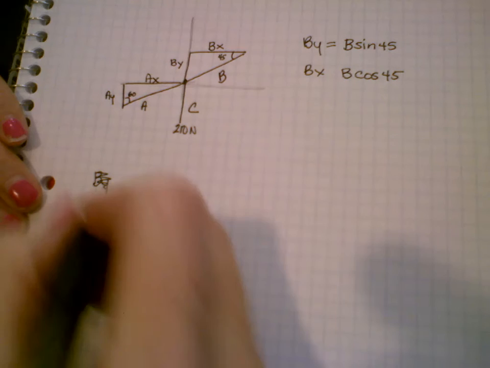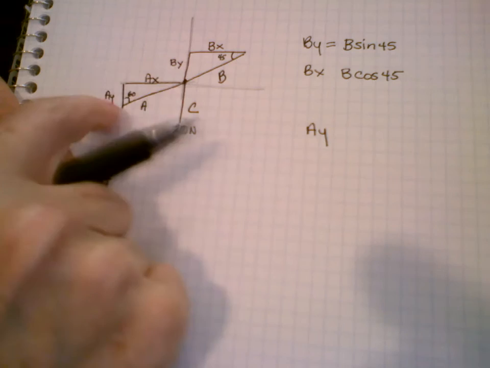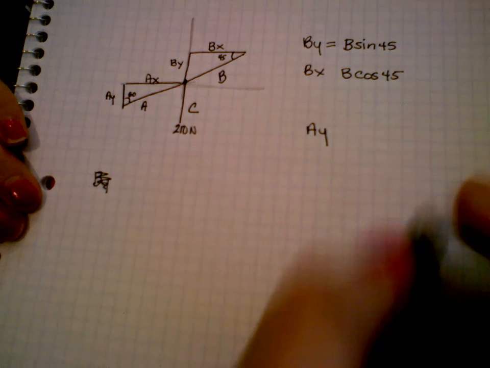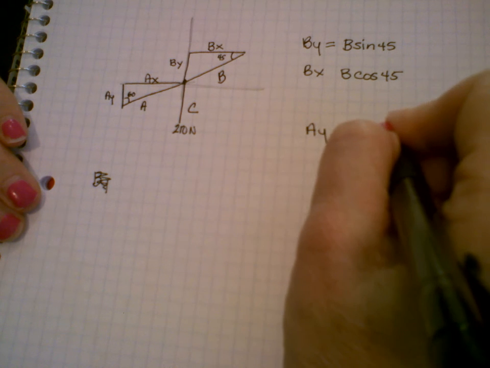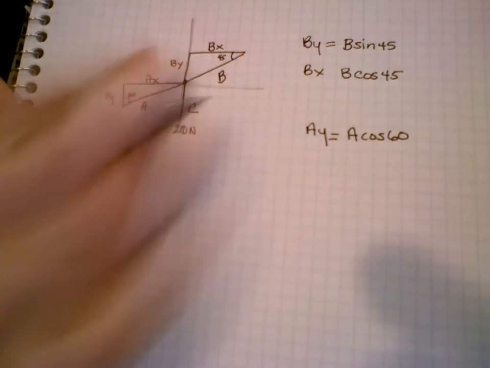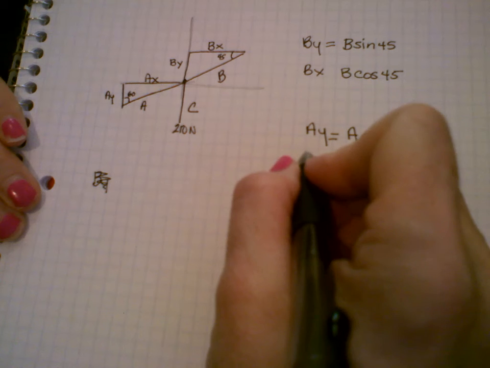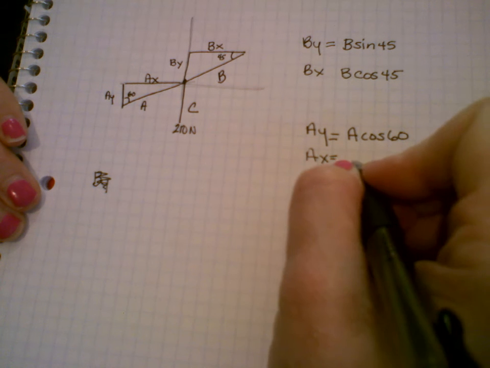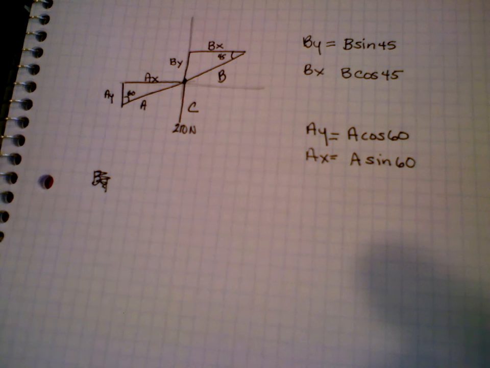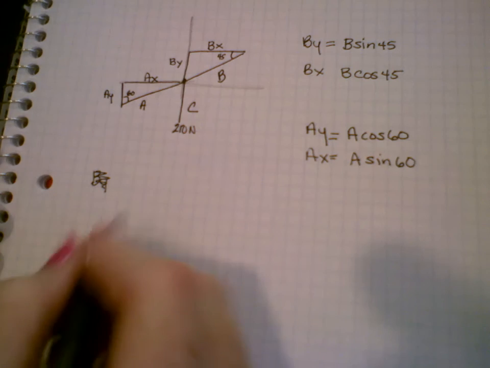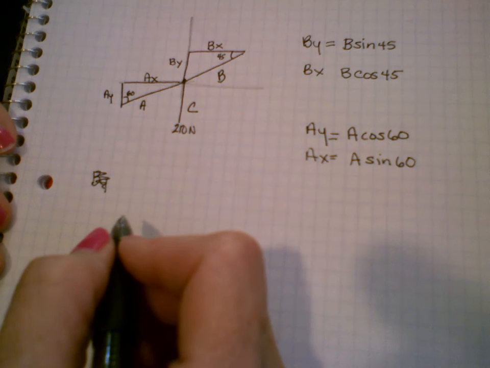Then when we do our A components, A sub y is adjacent to the 60, so it is A cosine 60. And A sub x is opposite 60, so A sub x is A sine 60. So we did all that before, and that's not changed. What we didn't do correctly was how we combined the components. We ended up with the right answer, but the sign was wrong.